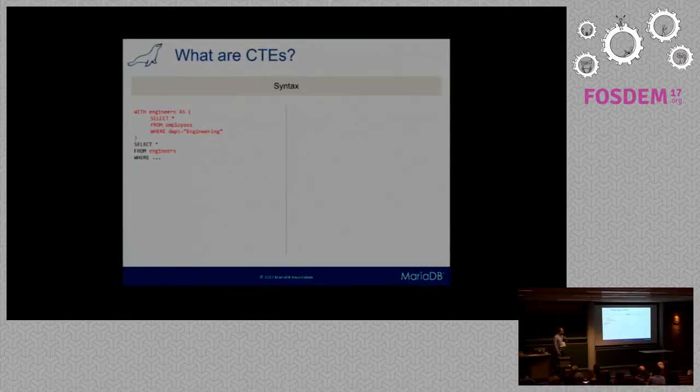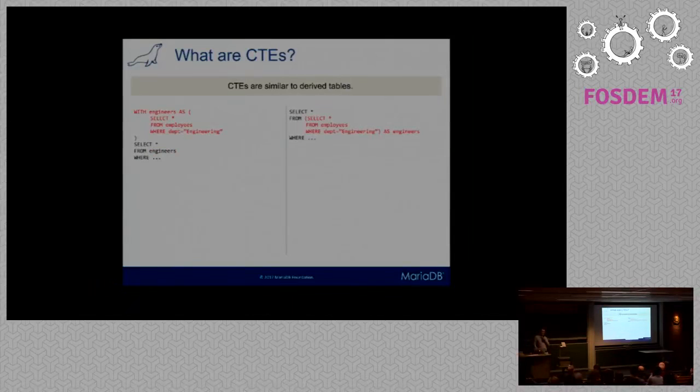So I'm starting with CTEs. I'm starting with a simple example. Here we have a table of engineers. So this highlighted in red is the common table expression definition. We start with the keyword WITH. This is how you identify common table expressions. Then you have the common table expression name, followed by the body, which defines what you will find in that table definition. Afterwards, we can use it as if the table were in our database.